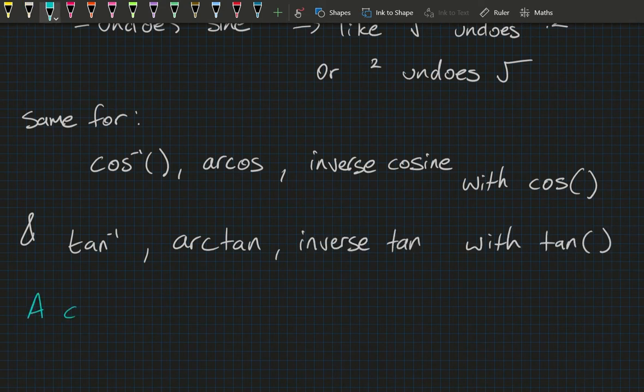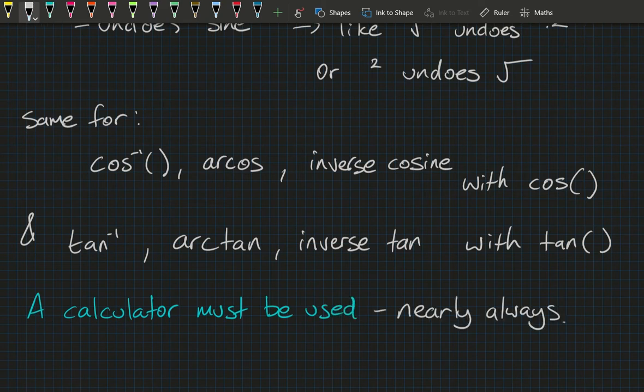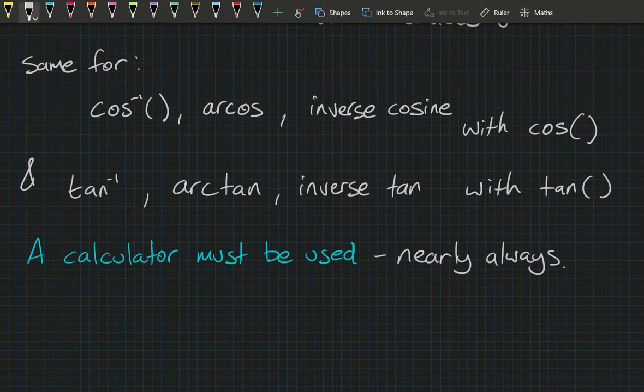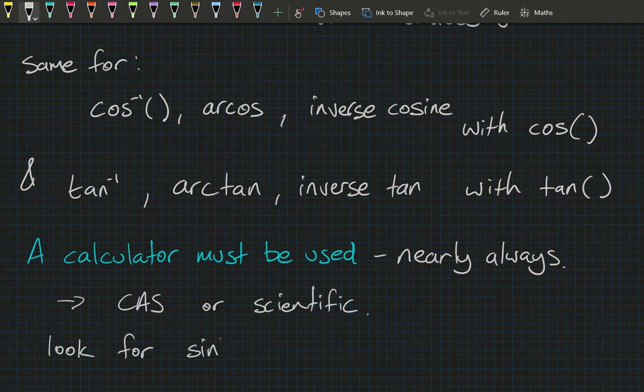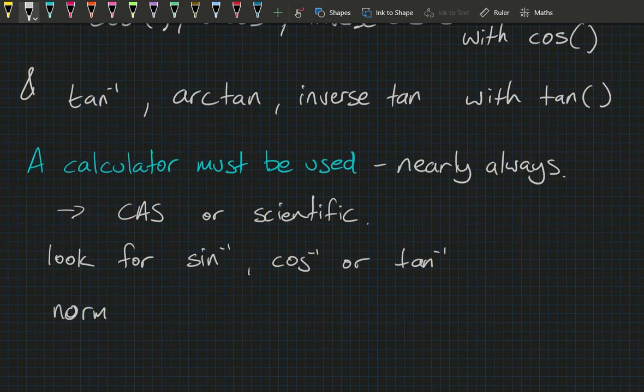To use these functions, we must use a calculator nearly always. And by calculator, I mean a CAS or scientific calculator. On a calculator, you should look for sine to the minus 1, cos to the minus 1, or tan to the minus 1. They're almost always a second function. And I'll use both the CAS and the scientific in the example so you can see exactly what I mean.